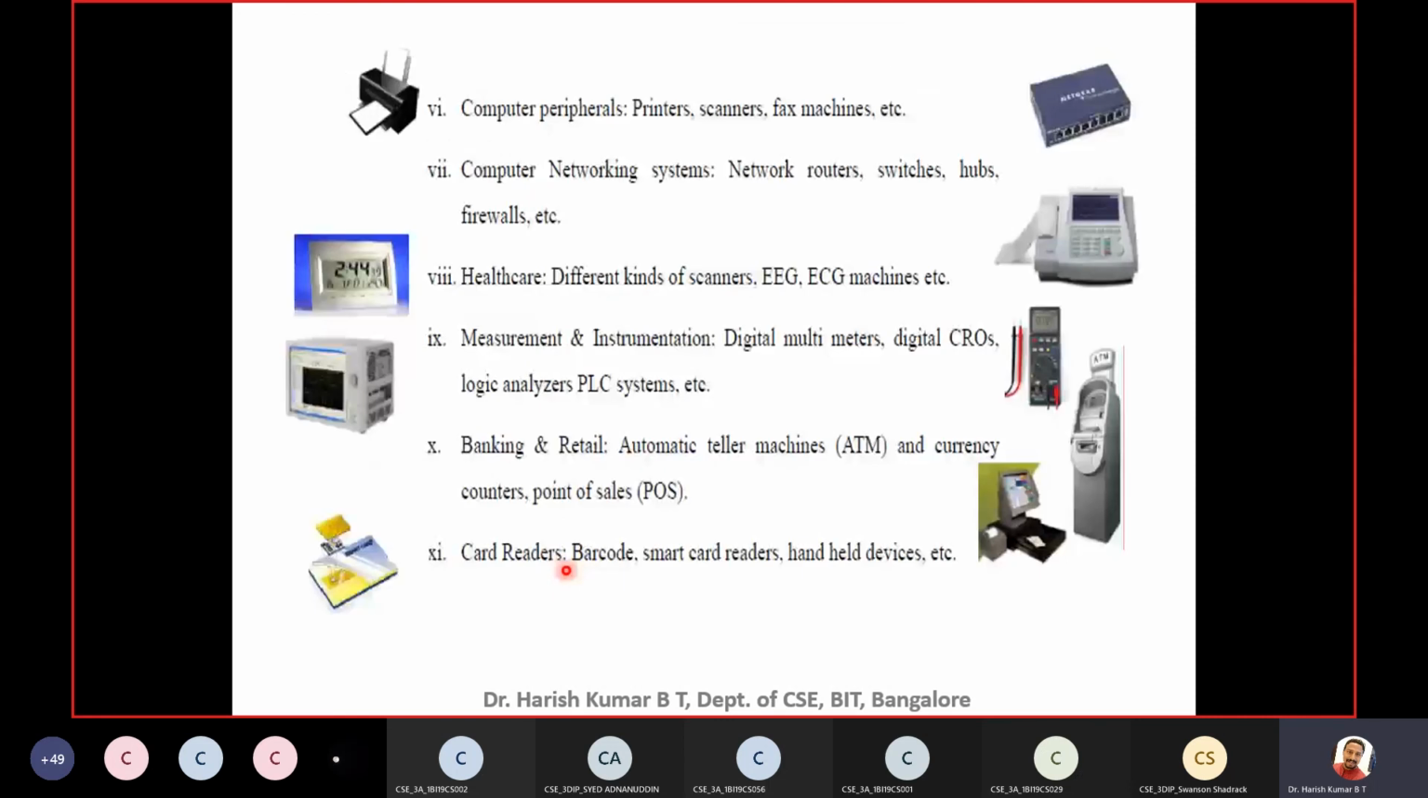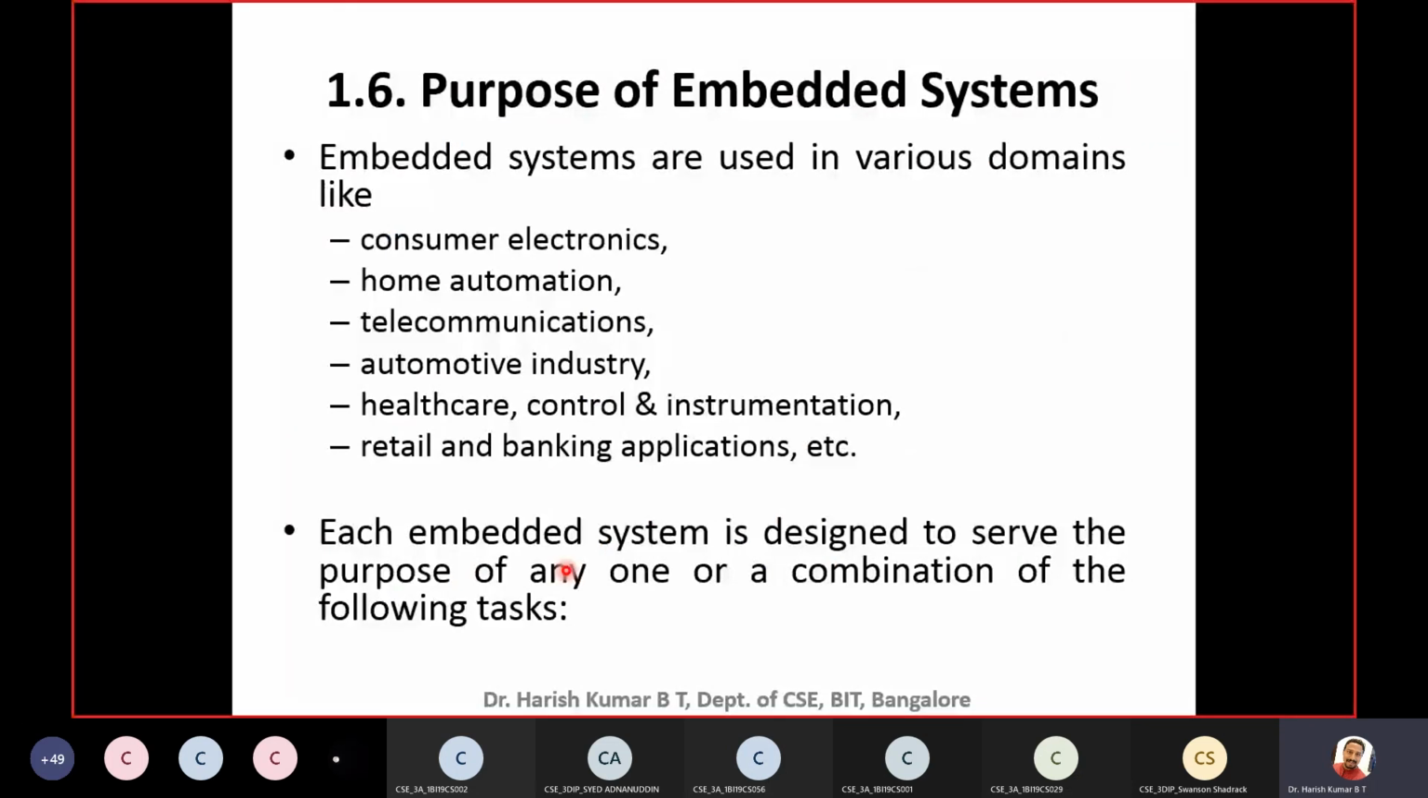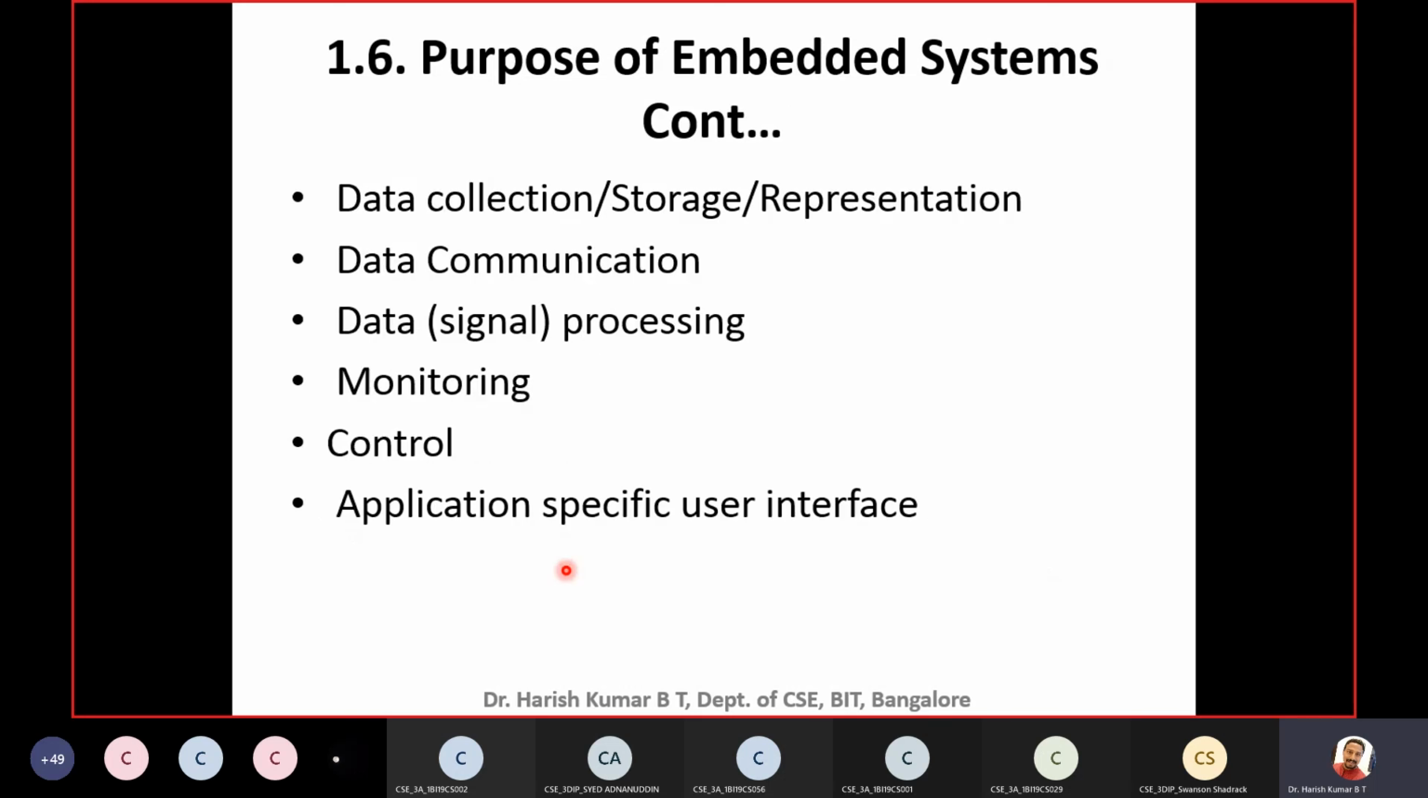Next. After understanding the application areas of the embedded system, the next thing is what is the purpose of the embedded system? So many application areas are there. Now what are we going to use the embedded system for in all those application areas? What is the purpose? The purposes are many. Sometimes we use embedded systems for collecting data, storing data, representing data in some form. Sometimes for data communication. Sometimes for digital signal processing, or you can say data processing in simple terms.